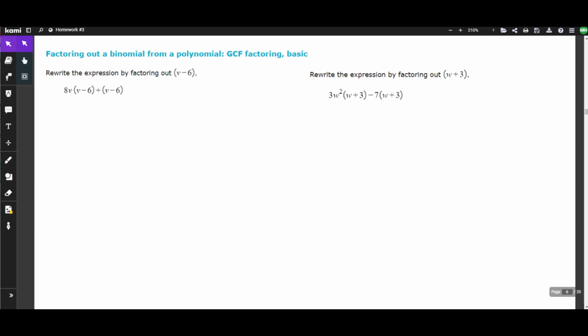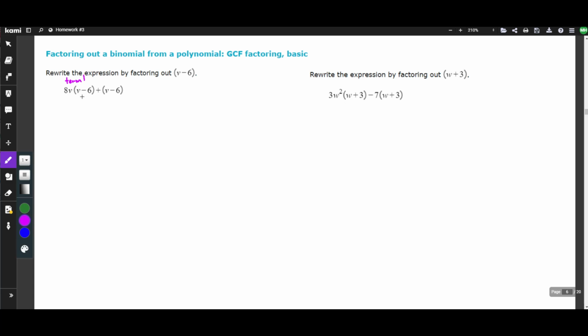All right, so we're going to do some more factoring. This is a GCF problem. It is kind of what happens when we do grouping. So we're looking at the number of terms that we have. In these problems, I have two terms. This is term 1.